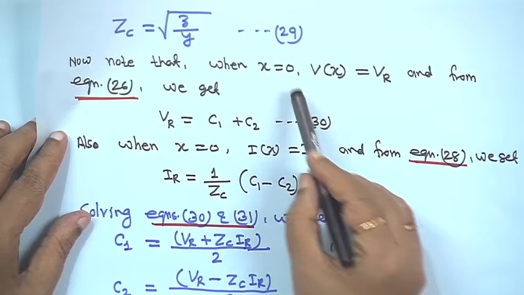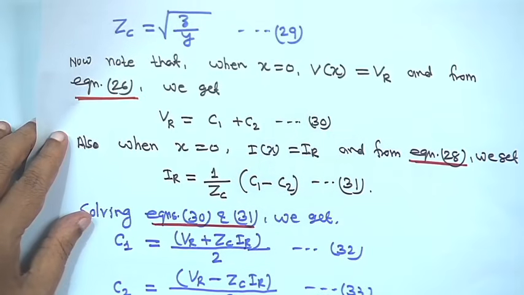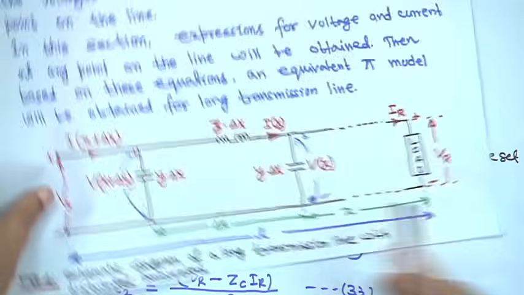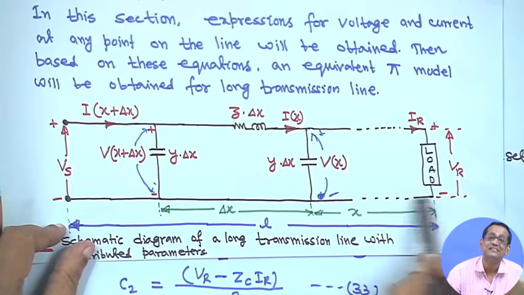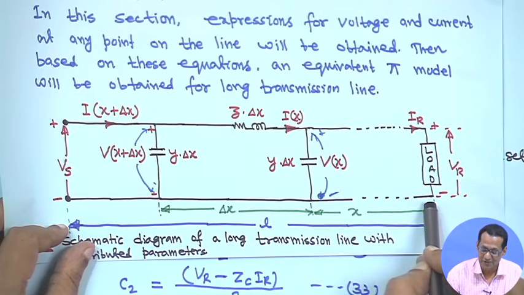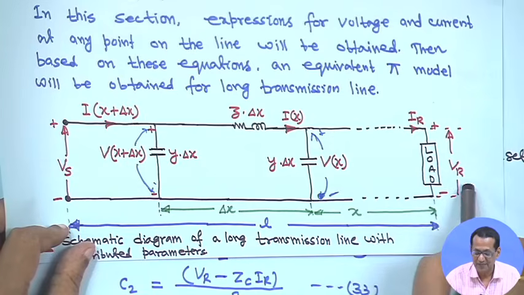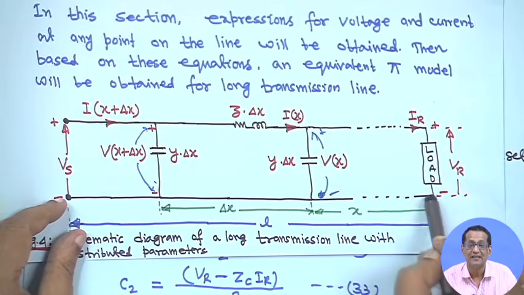Next is, now note that when x is equal to 0, Vx is equal to Vr. Look at this diagram. This distance is measured from the receiving end. So, when x is equal to 0, Vx will be Vr, that is V0 is equal to Vr, that is here.